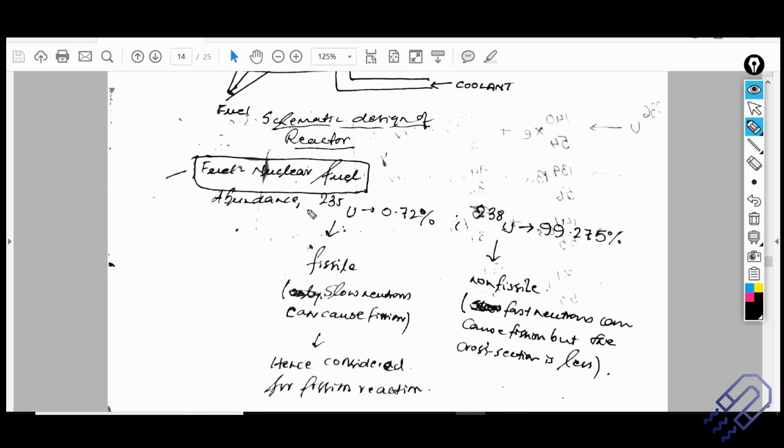It means that you have an ore of uranium. It's not that it will have only uranium-235. You cannot have an ore of uranium-235 and 238 separately. It will have a combination of uranium-235 and uranium-238. So I need uranium-235, which means I have to separate uranium-238 from uranium-235. The abundance of uranium-235 is only 0.72%, and uranium-238 is 99.275%.